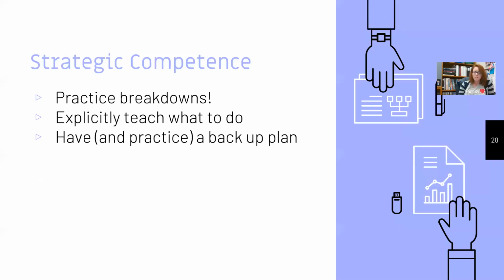Strategic competence, my best advice is to practice those breakdowns. Practice the student saying a message and you saying, oh, I didn't understand that, or can you tell me more? Explicitly teach them what to do when that happens so they're prepared, and then have and practice a backup plan, especially if you're using something high tech. It's probably going to break at some point, the battery is going to die, something's going to happen, so have a backup plan. If their main communication system goes down or is broken or lost, they have a backup, and practice the backup too.